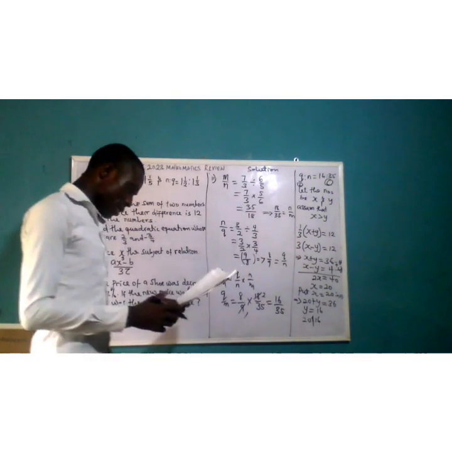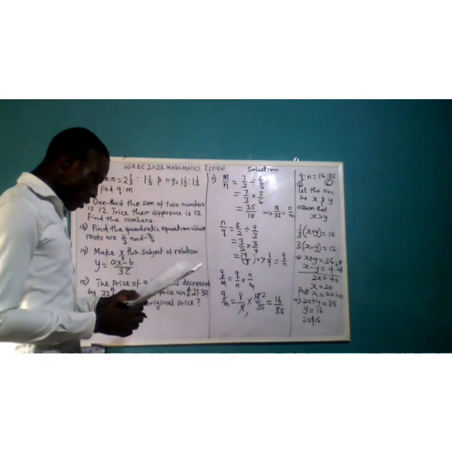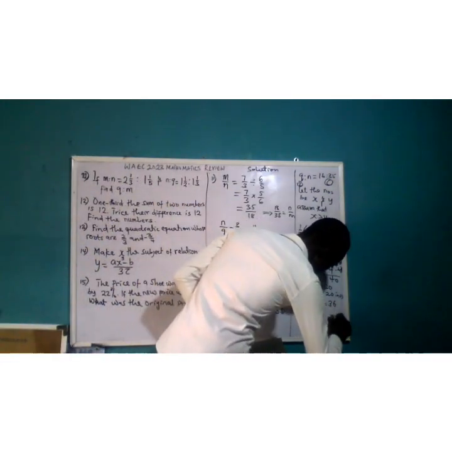Okay, let's look at the options. You have 20 and 16, that's option B. Option B is the correct answer.